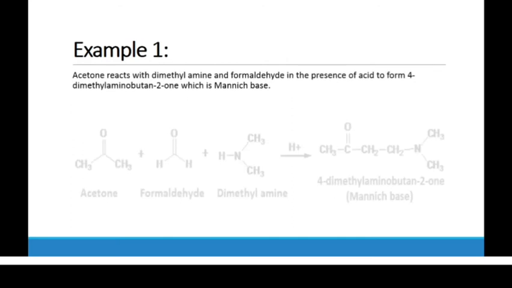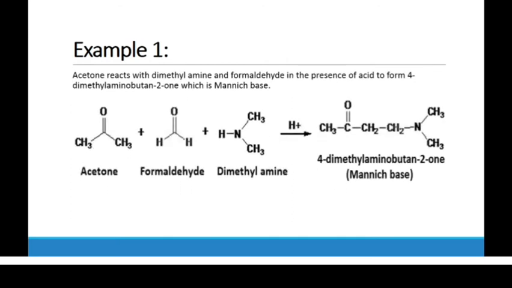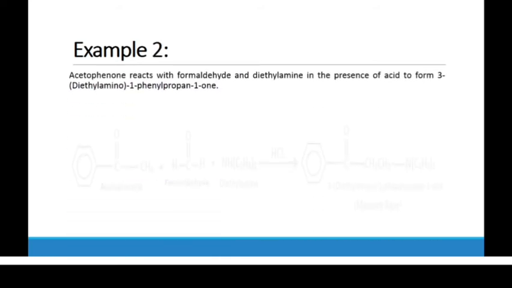So for example, we have acetone, formaldehyde, dimethylamine, and now if we remove this H, this double bond oxygen and one H from this one, then we have CH3, C double bond O, CH2, CH2, because this one is removed, then we have CH2, and then N, CH3, CH3, we have 4-dimethylamino-butan-2-one. This is Mannich base.